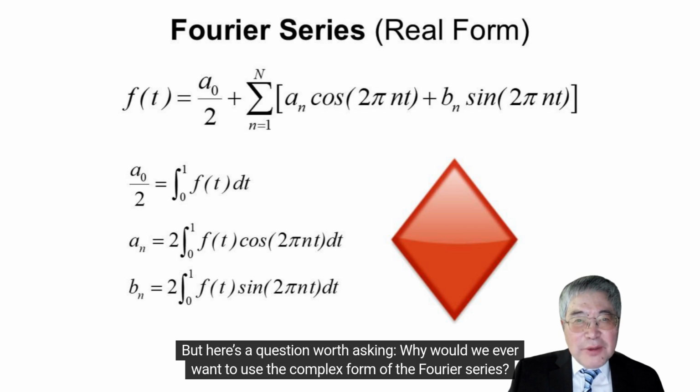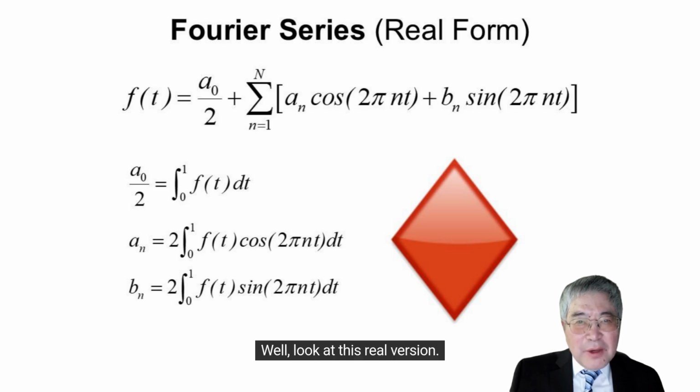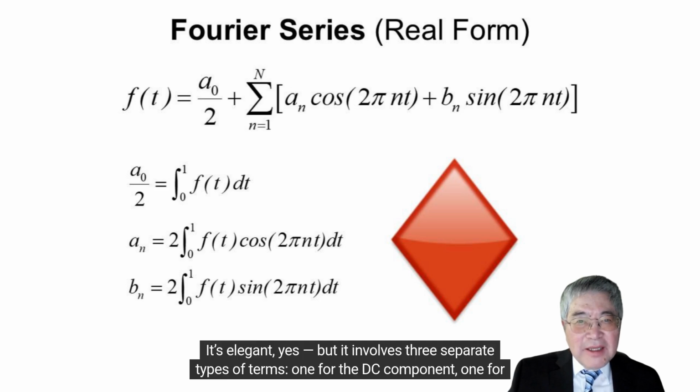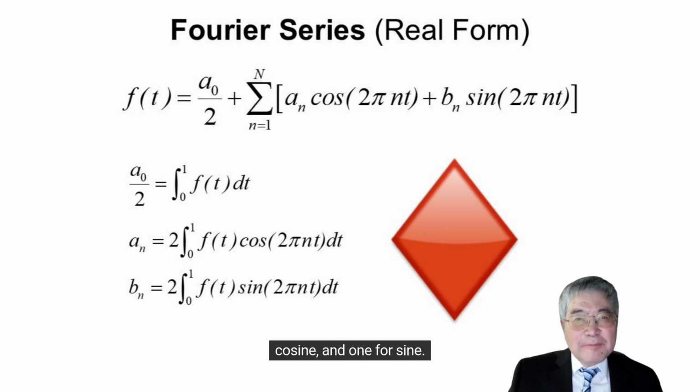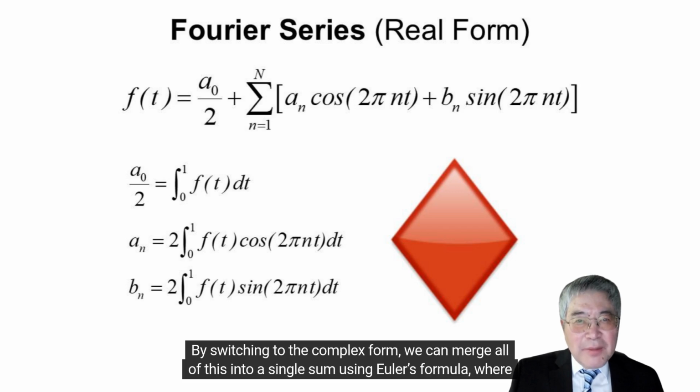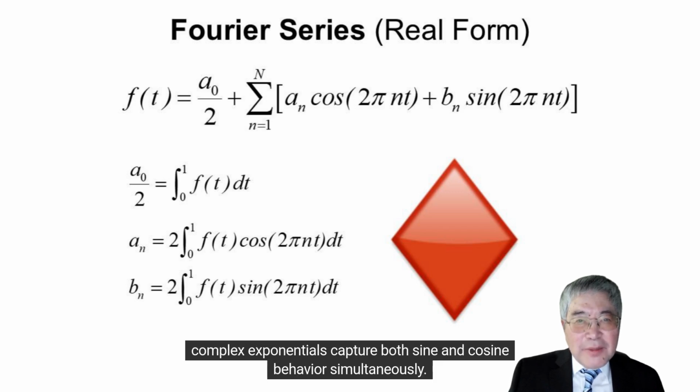But here's a question worth asking. Why would we ever want to use the complex form of the Fourier series? Well, look at this real version. It's elegant, yes, but it involves three separate types of terms, one for the DC component, one for cosine, and one for sine. By switching to the complex form, we can merge all of this into a single sum using Euler's formula, where complex exponentials capture both sine and cosine behavior simultaneously. This makes the whole formulation more compact and symmetrical.